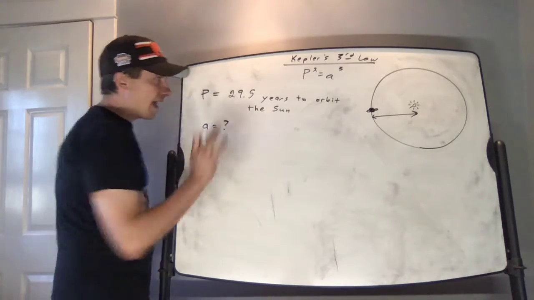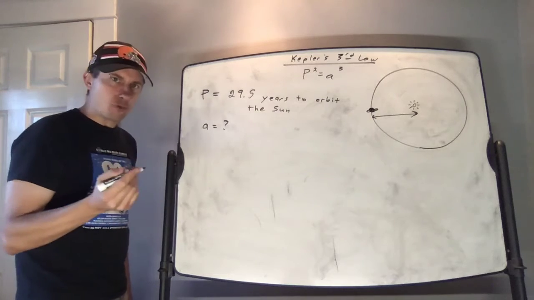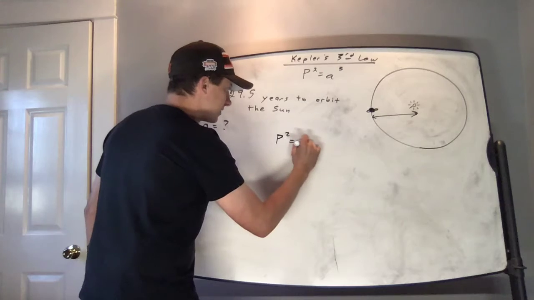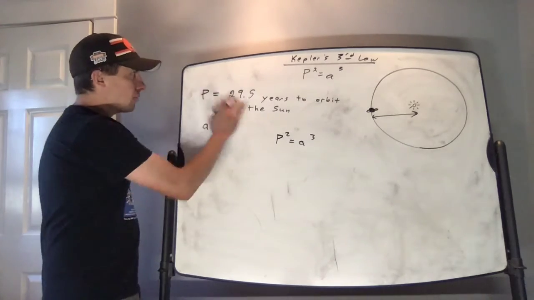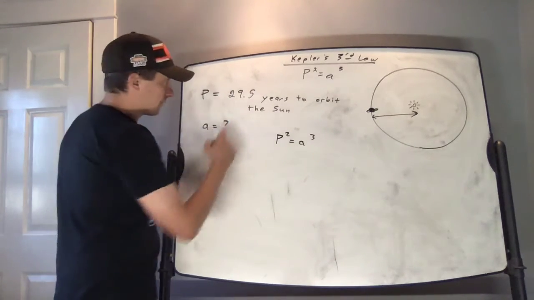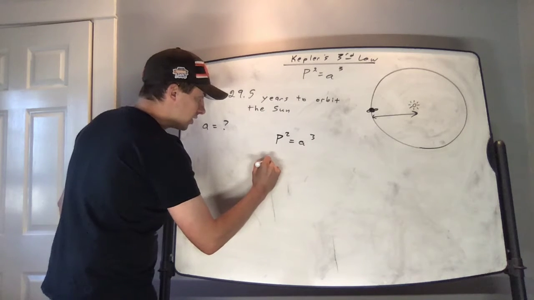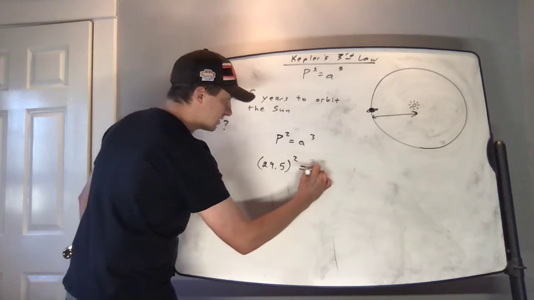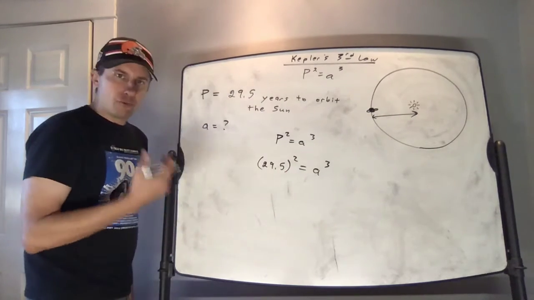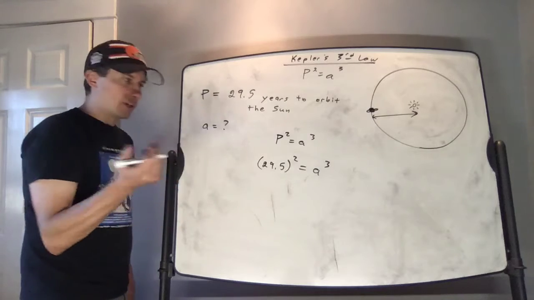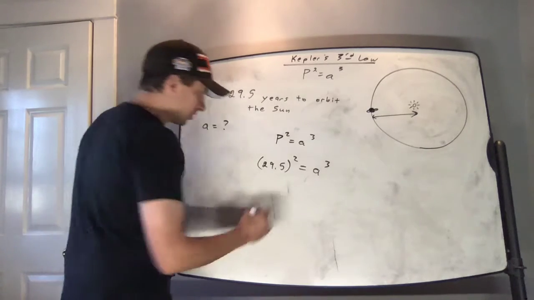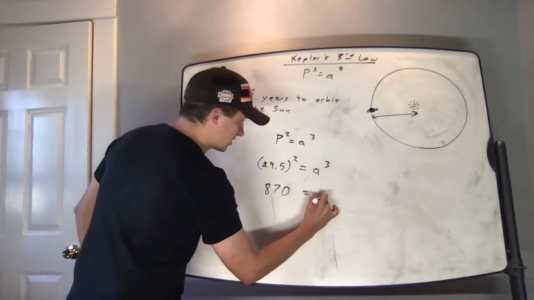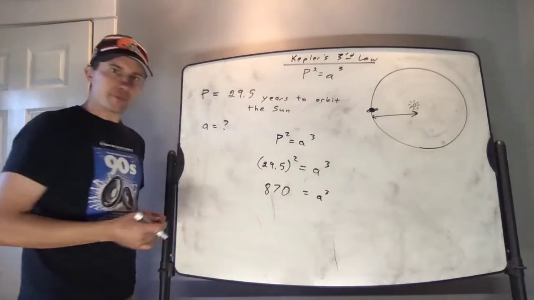So to begin, after I draw my picture, the next thing I'm going to do is rewrite the equation. So I could write P squared is equal to a cubed. And now I'm going to plug in this 29.5 for P. So I have 29.5, I have to square that, is equal to a cubed. I will go to a calculator. When I plug in 29.5, I square it in my calculator, I get 870. And a cubed, I'm just going to leave how it is for the moment.